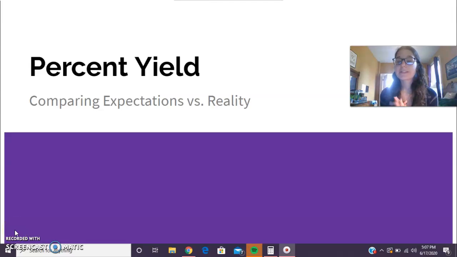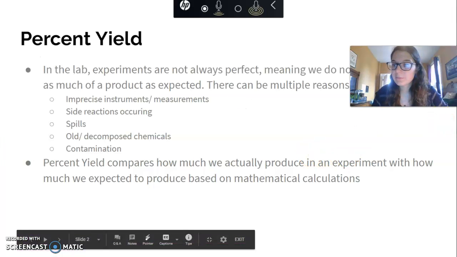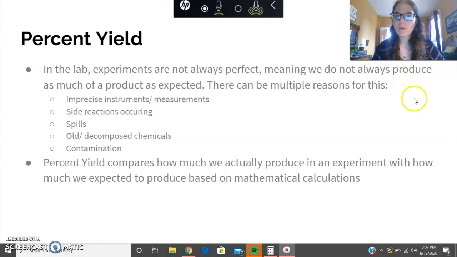Next we're going to be reviewing percent yield, which is a pretty straightforward topic. Basically, we're comparing what we expect to get out of something versus what we actually get. So, expectation versus reality. In the lab, reactions aren't always perfect. We don't always produce the amount that we expect to produce. Sometimes we produce more, but more often than not, we actually produce less than we expect.